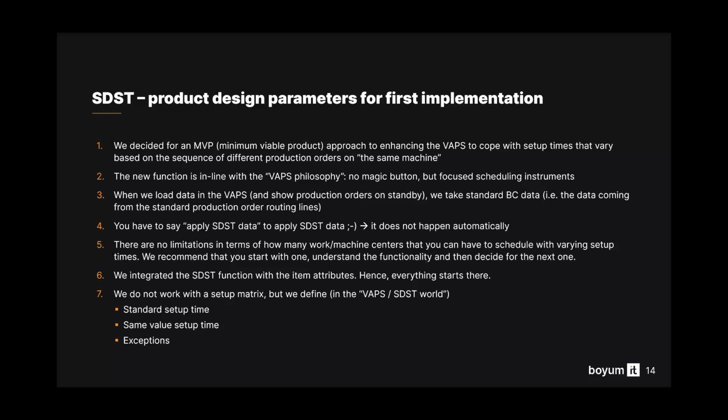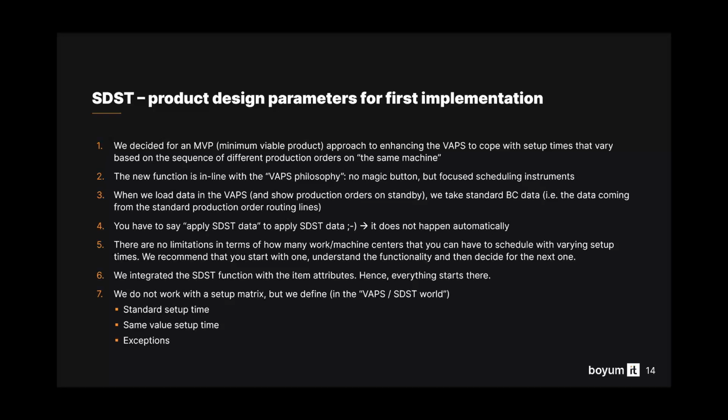So then you can say, okay, but if it goes from black to yellow, it's 5 hours. If it goes from black to blue, it's 3 hours. And if it goes from orange to yellow, 1 hour. So there's a standard value that you can define. You can define the same value, and then you can define the exceptions. And these are really the design parameters.